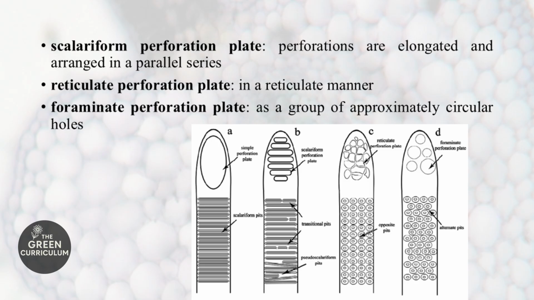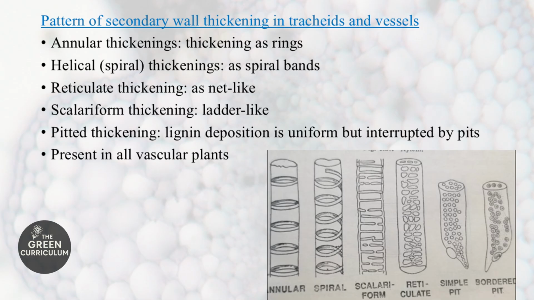Third one is foraminate perforation plate. The perforations are grouped in the end wall, and there is no particular pattern in the arrangement of perforations. And the secondary wall thickening in vessels and tracheids also follows 5 different patterns.